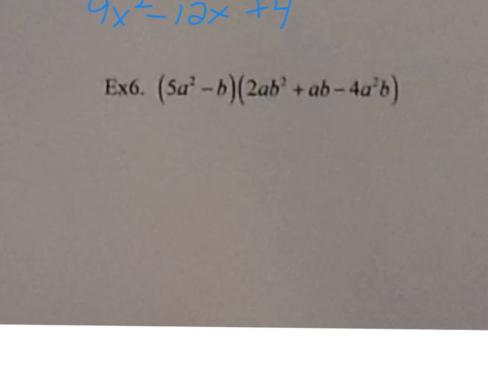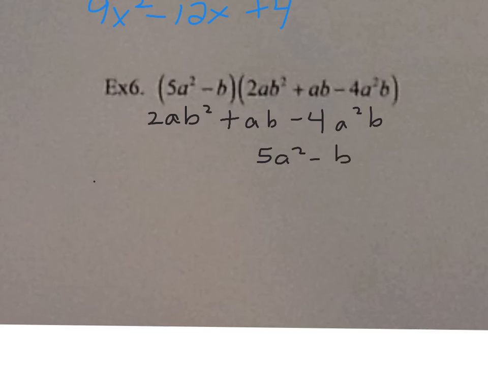All right, so let's rewrite. I'm going to put the trinomial on top. This is going to be one that you're going to see. Like you don't get like terms with this. So I have ab squared plus ab minus 4a squared b. And I'm going to multiply that by 5a squared minus b.